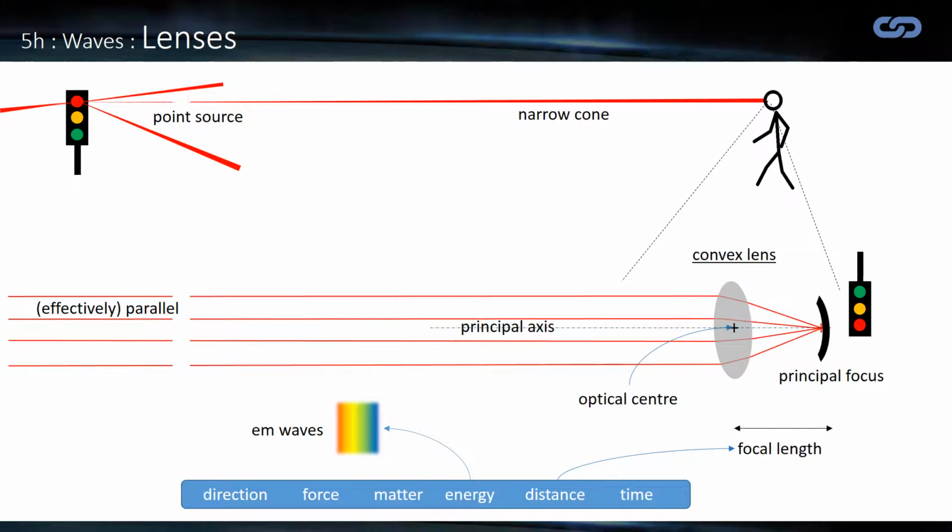This is Unit 5H. It deals with lenses. Now the first thing to realize is that everything reflects, and it reflects in absolutely all directions. So here we have a source of light. It could equally be something that's reflecting light. And as I said, it goes off in every conceivable direction in all dimensions.